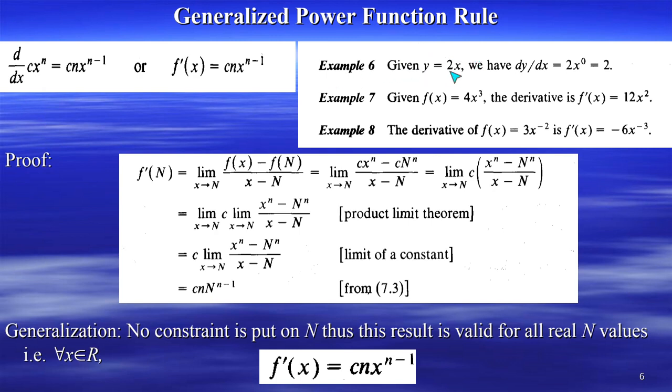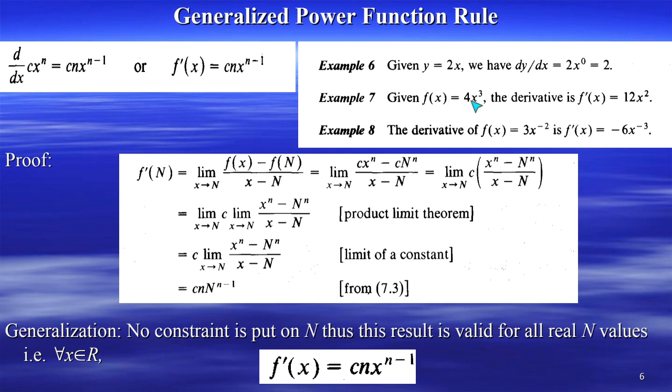In this example, y is equal to 2x, great. And we have dy over dx: 2x is 2x to the power 1. When I put 1 in front, 2 times 1 is 2. And 1 minus 1 is 0. 2 times x to the power 0. x to the power 0 is 1. So 2 times 1 is 2, you see. The derivative of y equals 2x is 2.